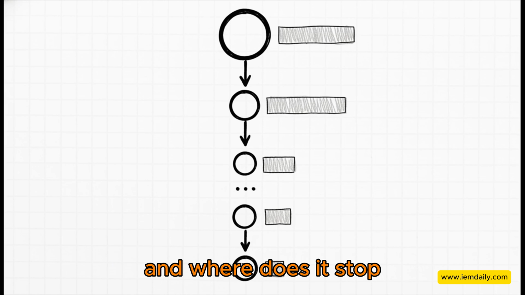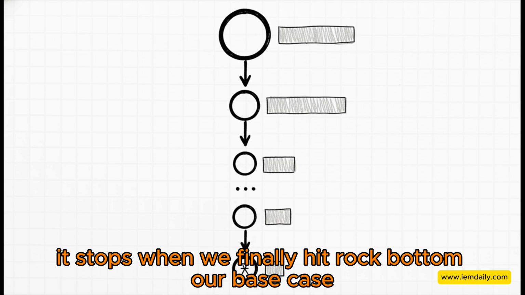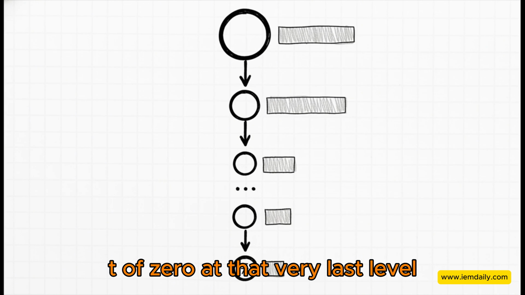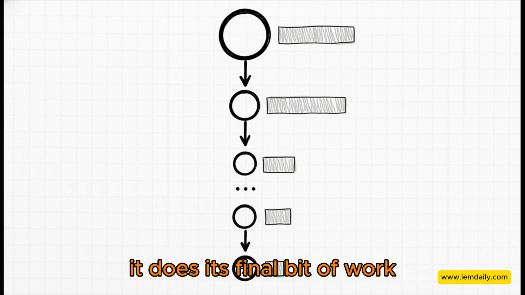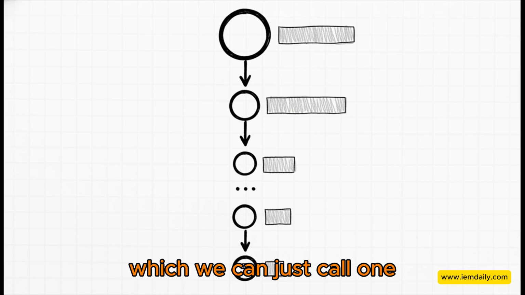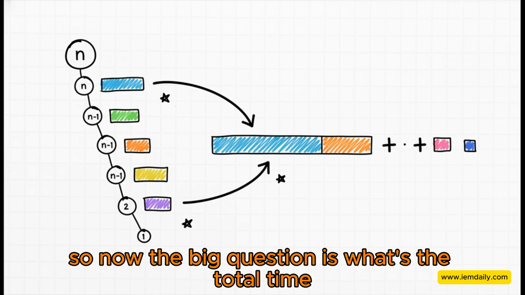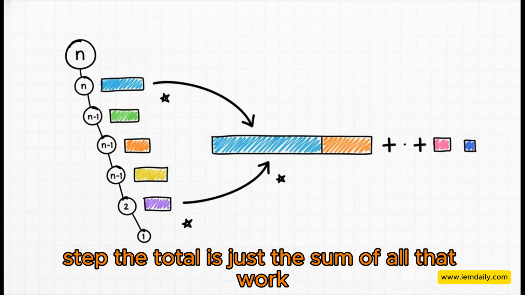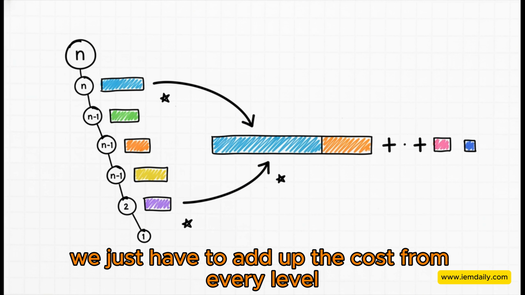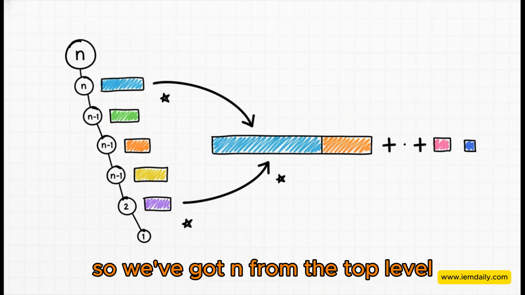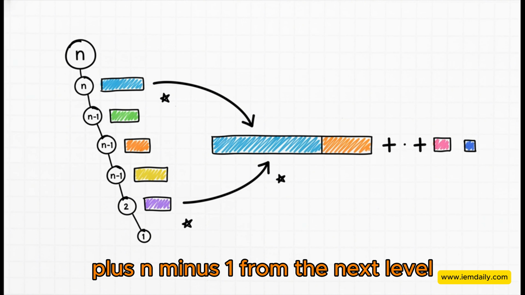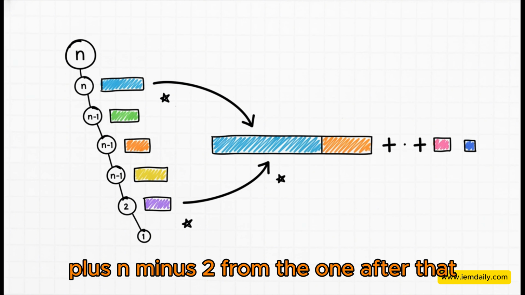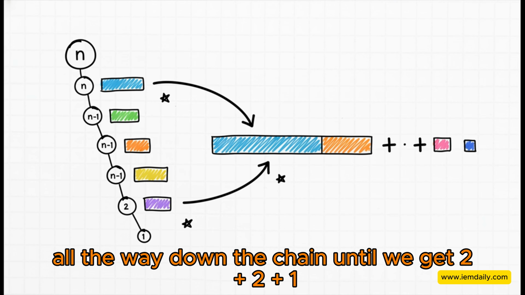And where does it stop? It stops when we finally hit rock bottom, our base case, T of 0. At that very last level, it does its final bit of work, which we can just call 1, and the recursion is done. So now the big question is, what's the total time? Well, if we've drawn out all the work at every single step, the total is just the sum of all that work. We just have to add up the cost from every level. So we've got n from the top level, plus n minus 1 from the next level, plus n minus 2 from the one after that, all the way down the chain until we get to plus 2 plus 1.